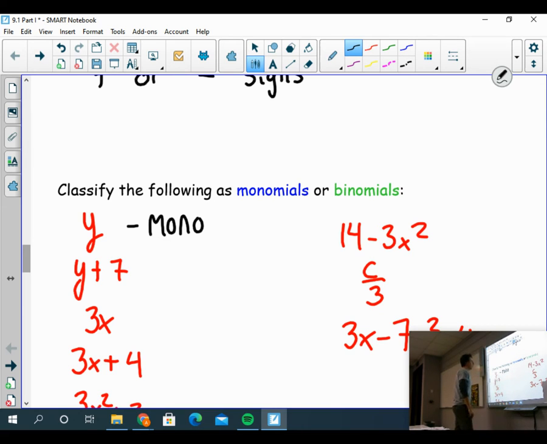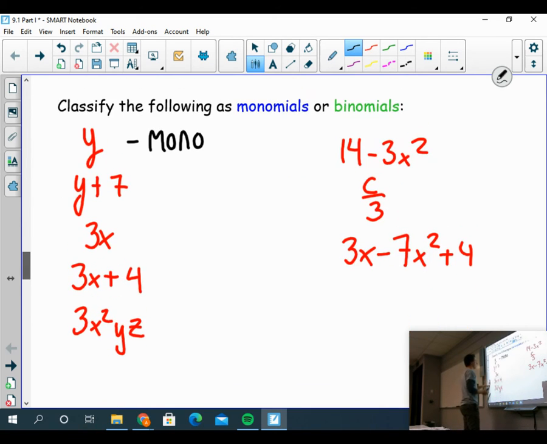Y would be a monomial. Why? Because it is a single term. There are no plus or minus signs, and no multiple terms. You just have a single term, a monomial. Y plus 7 would be a binomial because there are multiple terms, specifically y and 7. You can tell that there are multiple terms because they are separated by a plus or minus symbol, the plus in this case.